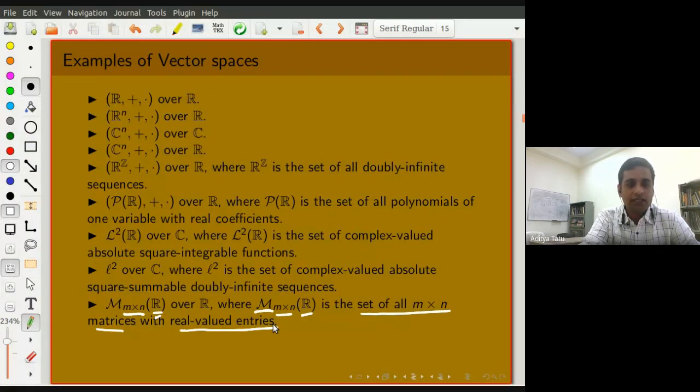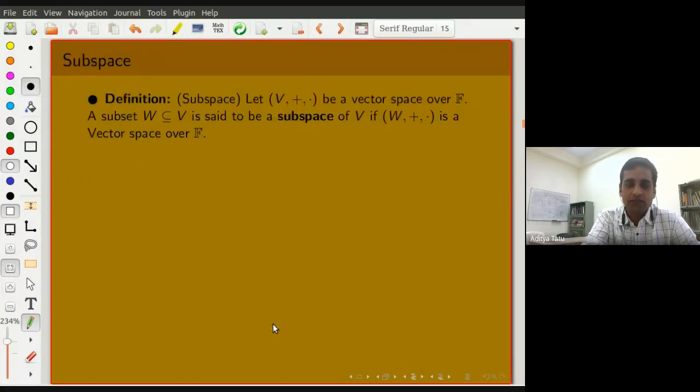I hope I've given enough examples of vector spaces as well. So, yeah. Next thing, unless you guys have any doubt, is to look at special subsets of vector spaces. So, let's look at the definition of a subspace.